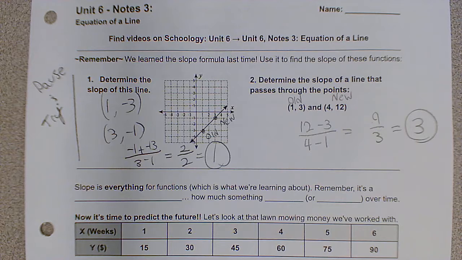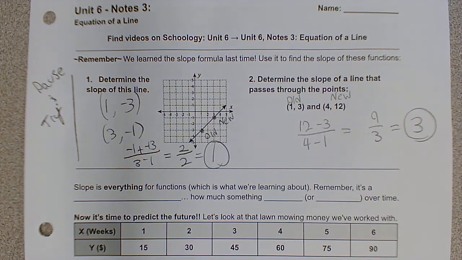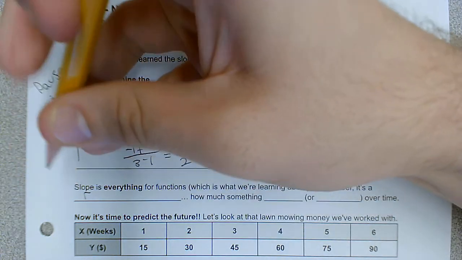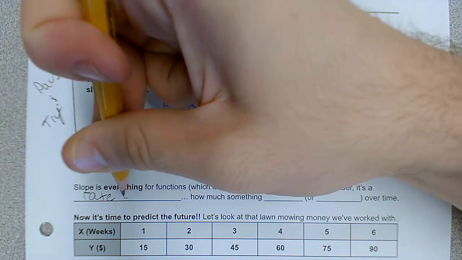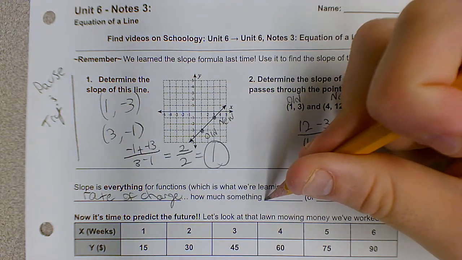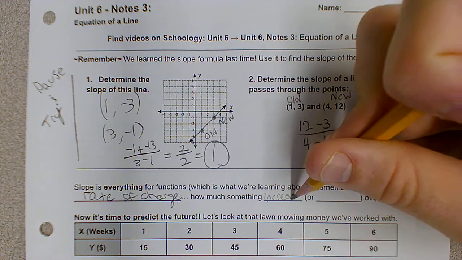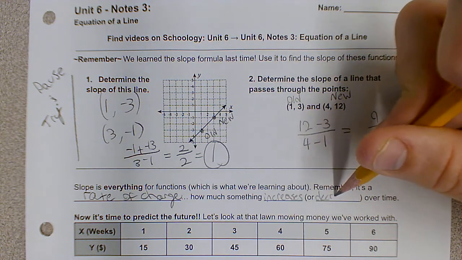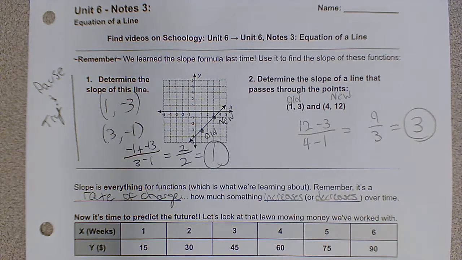So if you got that down, fantastic. That's the main mathy formula stuff you're gonna need for today. But if you don't have it, make sure you know it before you get started. Because slope is everything for functions, which again is what we're talking about. Remember, it's a rate of change, which is how much something increases or decreases over time. So with that in mind, let's predict the future.